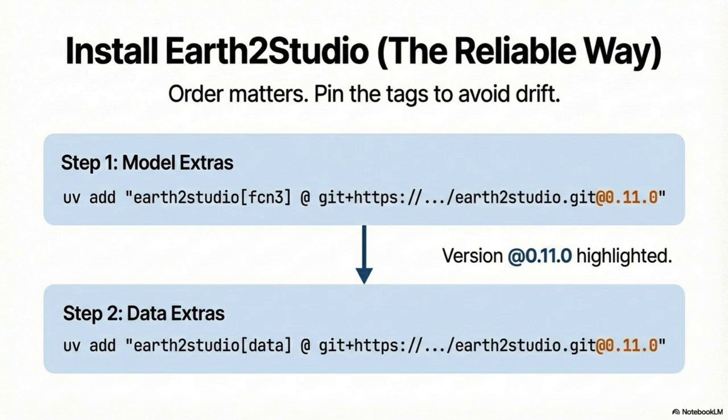Let's clarify what these extras are that we're installing. What do they actually give us? Think of it like buying a car and adding packages. The base car is Earth2Studio. The FCN3 extra is the package that lets you load that specific model. The data extra gives you all the tools to handle the GFS data.